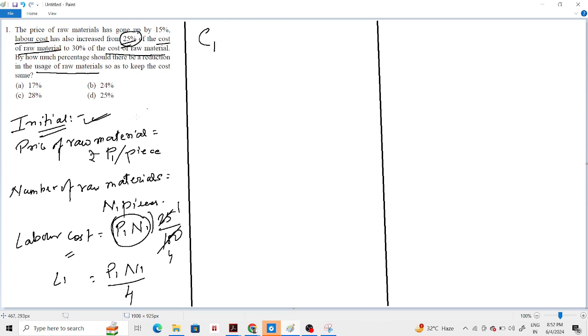Okay, just for notation, I have written P1. So what is the initial cost? What we are finding out is the total cost, including labor cost and the material cost. So that is going to be what? P1N1. P1N1 is the total cost of the material plus labor cost. So that is going to be P1N1 plus the labor cost, P1N1 by 4, right? That is going to be 5 by 4 P1N1.